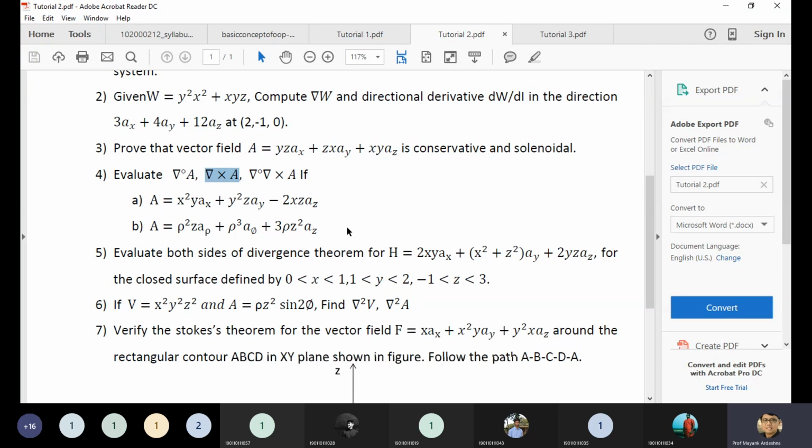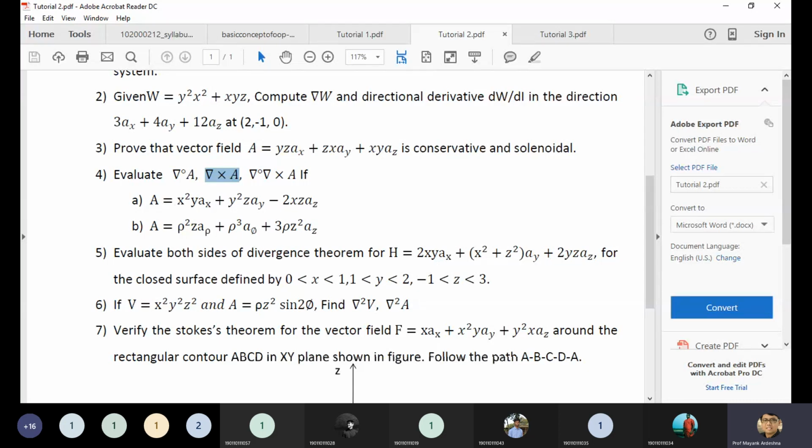In example 6, the scalar and vector components are given: V is equal to x squared y squared z squared, and A is equal to rho z squared sine 2 phi, and they are asking to find the Laplacian. You can directly use the equation for the Laplacian. Otherwise, first you can take the gradient of the scalar and then the divergence. Then you can also find a similar answer.